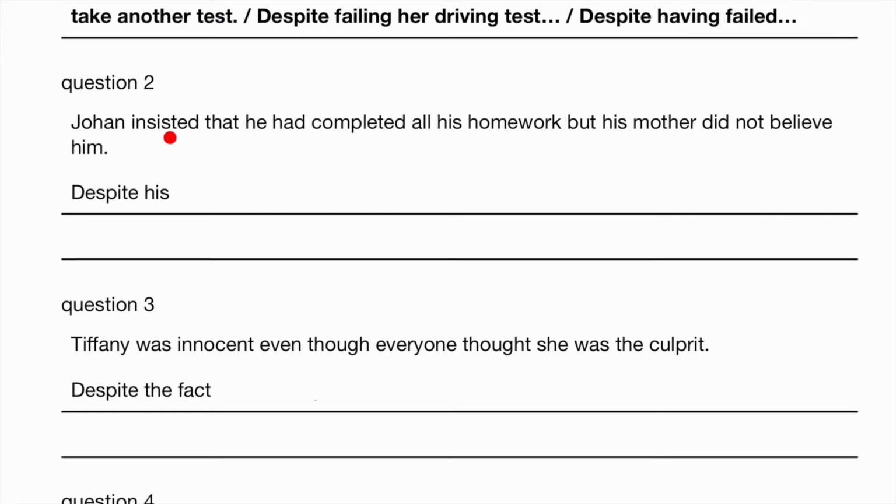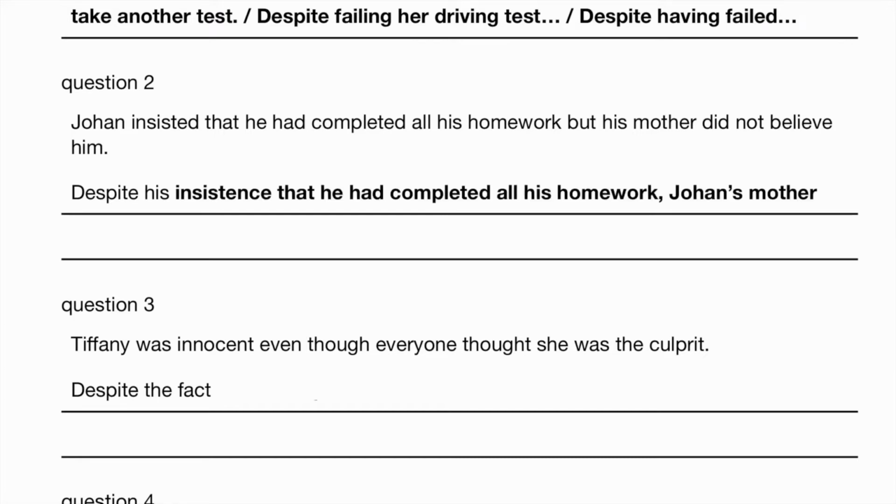Let's see. Johan insisted that he had completed all his homework, but his mother did not believe him. So one says A, the other one says B. So despite his insistence, notice what's happening here. We have gone from insist, okay, insisted, the past tense, to the noun form, insistence. Despite his insistence that he had completed all his homework, notice Johan, the name itself, is not mentioned yet.